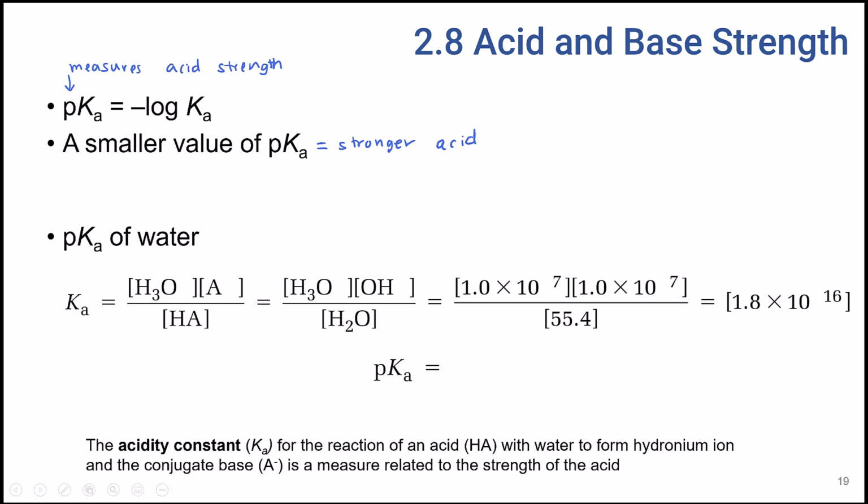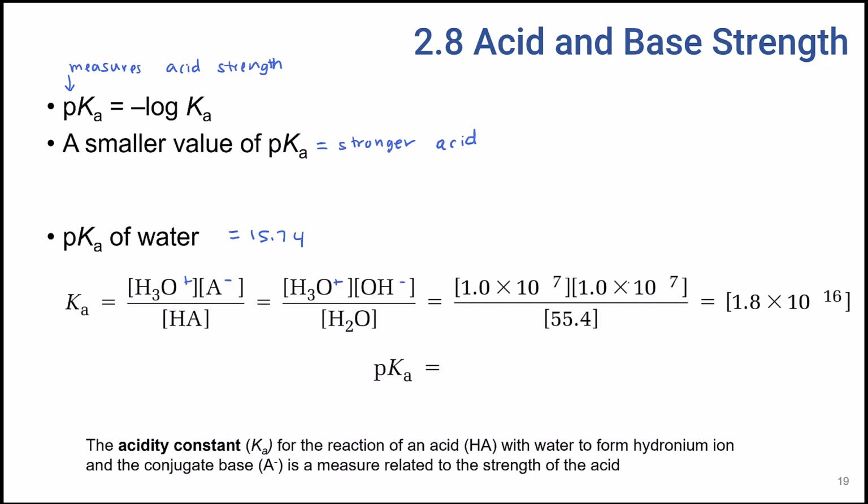For the pKa of water, this is equal to 15.74, which is not a very large number, which is fine because we use water every single day. We don't want it to be a strong acid and take our skin off. 15.74 is the pKa of water, and that comes from this equation here where we have H3O plus, A minus, so it's products over reactants. We're just missing some charges here.